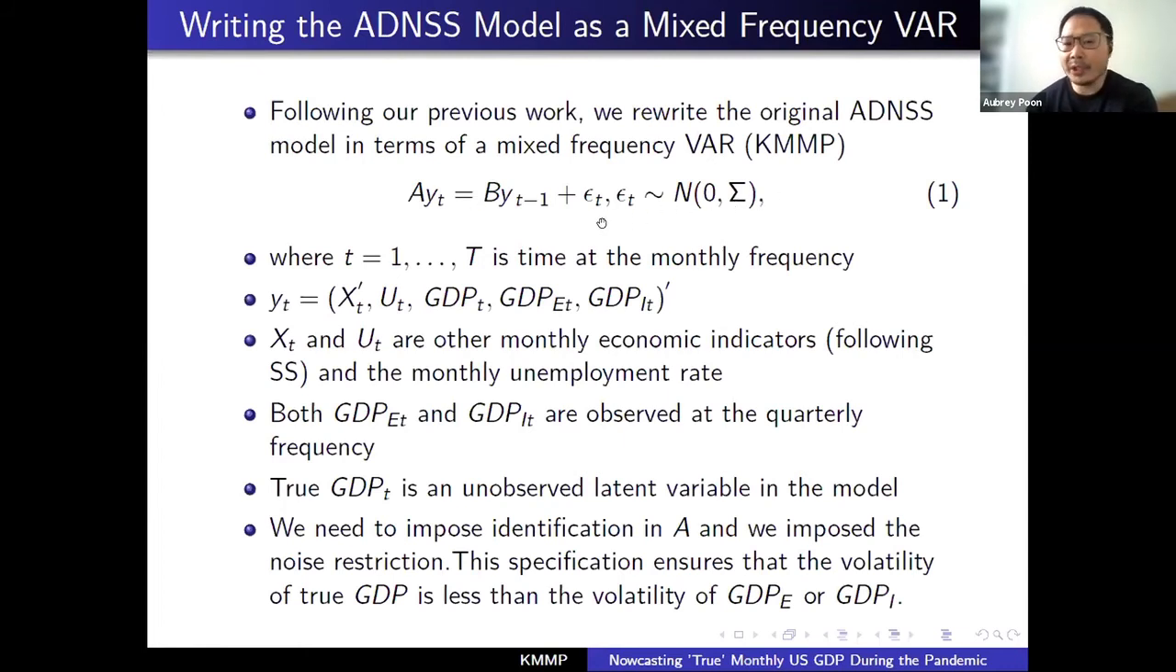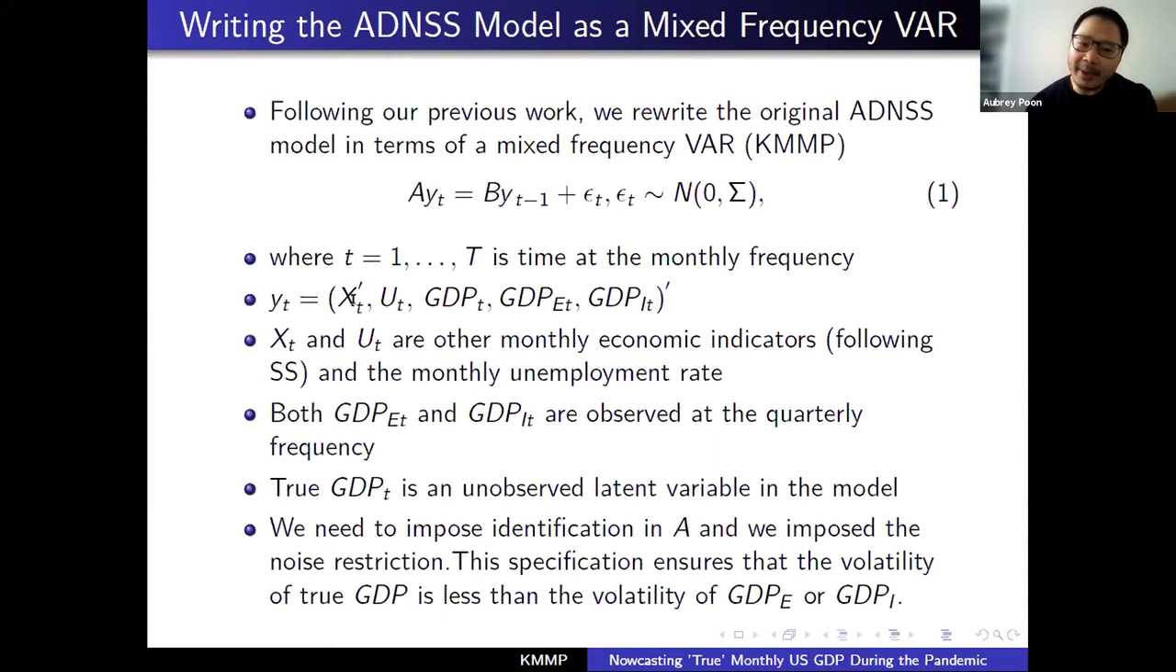So here, one of the beauties of writing this VAR in structural form is that you can estimate it equation by equation using the Carriero et al. approach, and this is just for computational efficiency. As I said, this is a mixed frequency VAR, so our YT vector is a combination of monthly variables and quarterly variables. In this case, this XT is a set of monthly economic indicators.